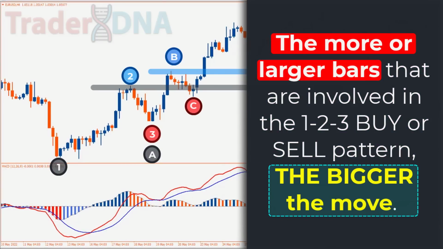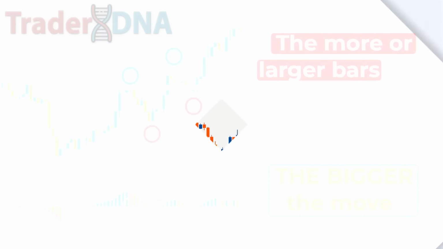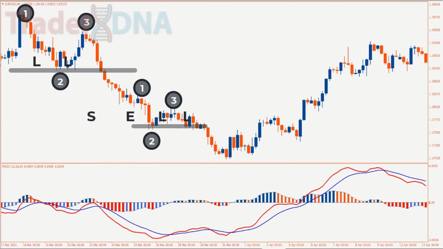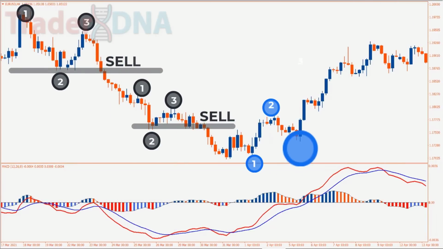This insight emphasizes the importance of patience and careful observation when trading based on the 1-2-3 pattern, as it can lead to potentially substantial gains if executed correctly. The entry strategy for the 1-2-3 pattern is quite straightforward. You simply execute a buy or sell order when there's a breakout at point 2.